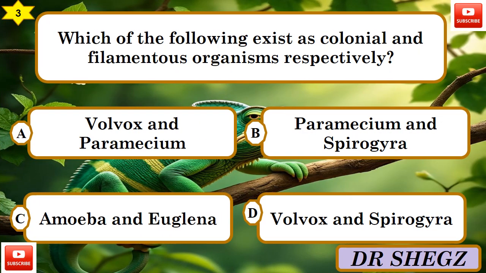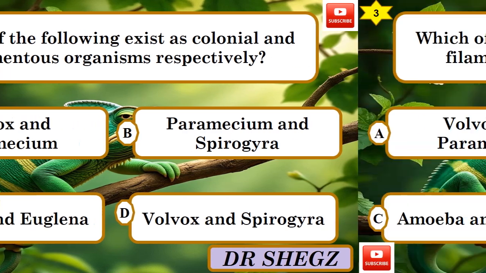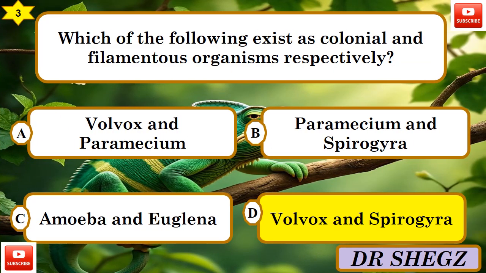Which of the following exist as colonial and filamentous organisms respectively? Volvox and Spirogyra. Remember, Volvox is a colonial organism, while Spirogyra exists in the form of filaments.